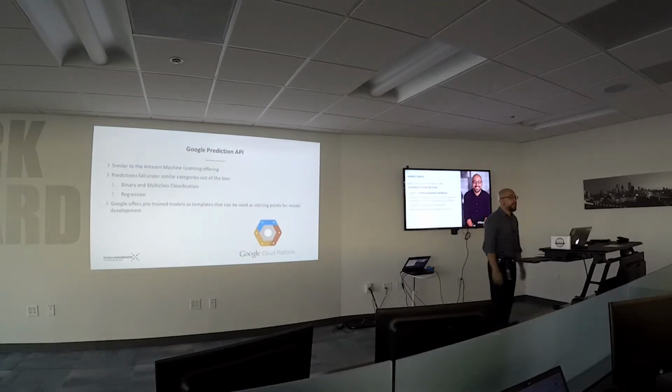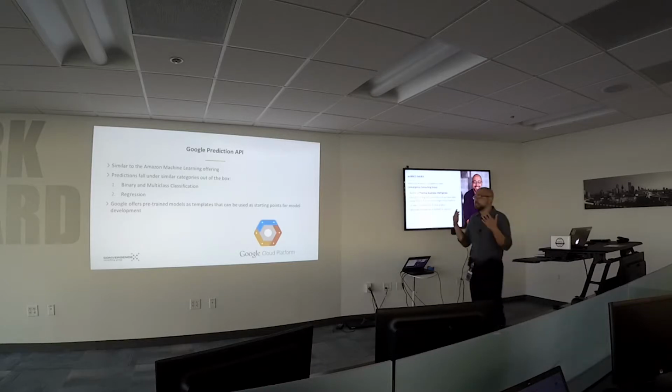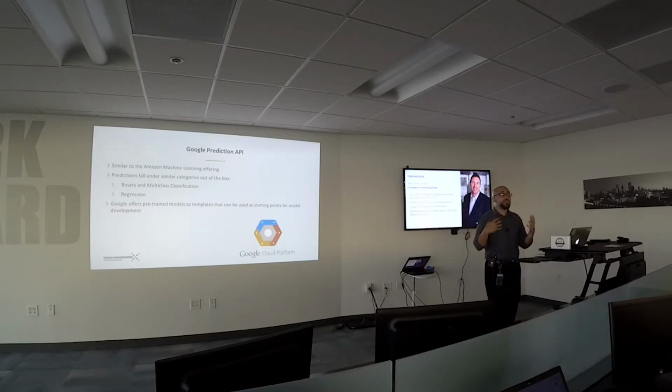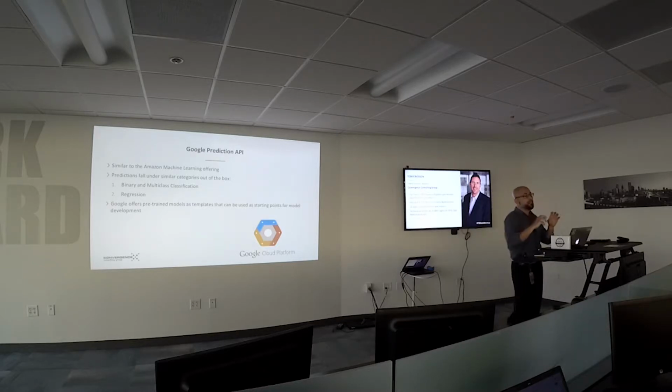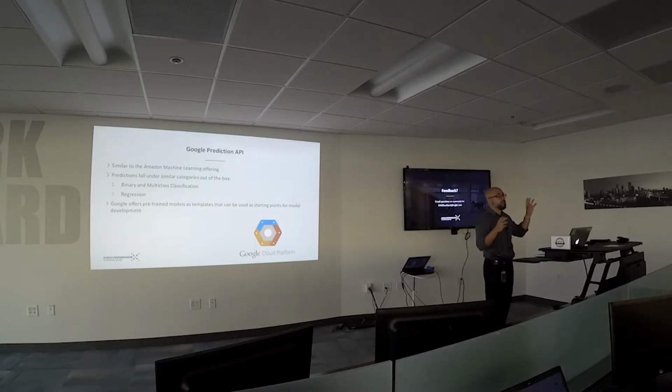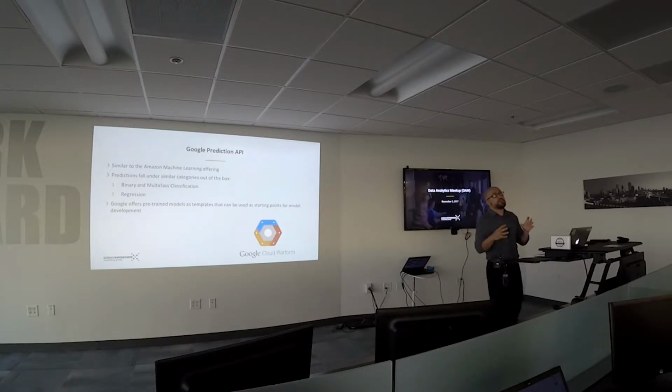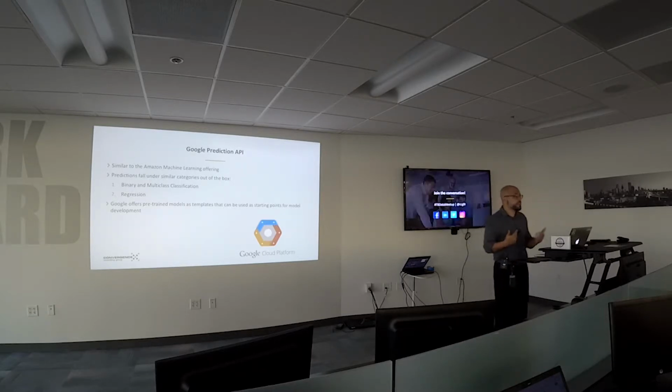Google Prediction API is kind of the same thing. They offer only out-of-the-box classification and regression. They do have some pre-trained models that are already built and some templates that you can use to copy and mimic and build your own model off of. So if you don't know exactly what you're doing, but you saw a model that looks like something you're trying to solve, you can copy it, take out the data set that they had, bring in your own, and then tweak the model a little bit and see if you get similar results.